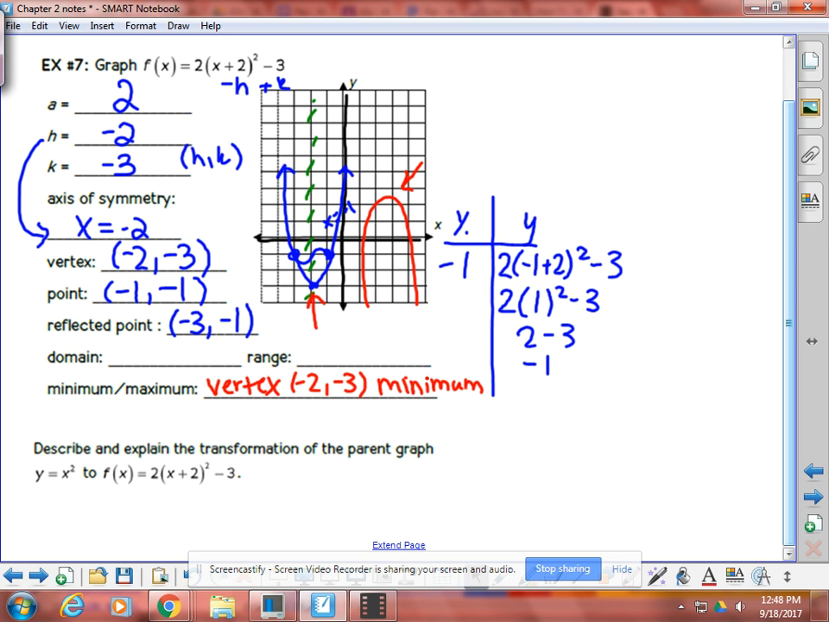Okay, so then the last part of this says to describe the translation. So what happened to this? Well, this 2 out in front made it steeper. So you could also call it narrow. Then this plus 2 moved it to the left 2 because it's the opposite of what you think. And then this moved it down 3. Okay, so all of those different parts tell you what it should be.